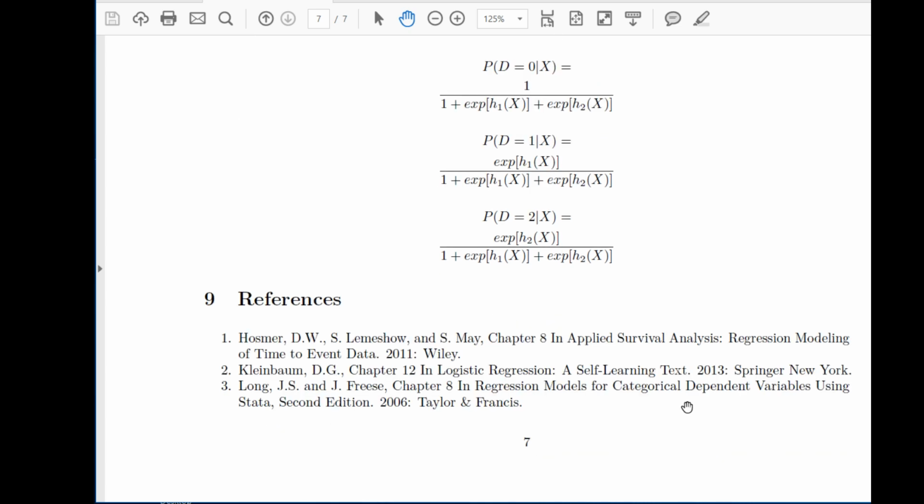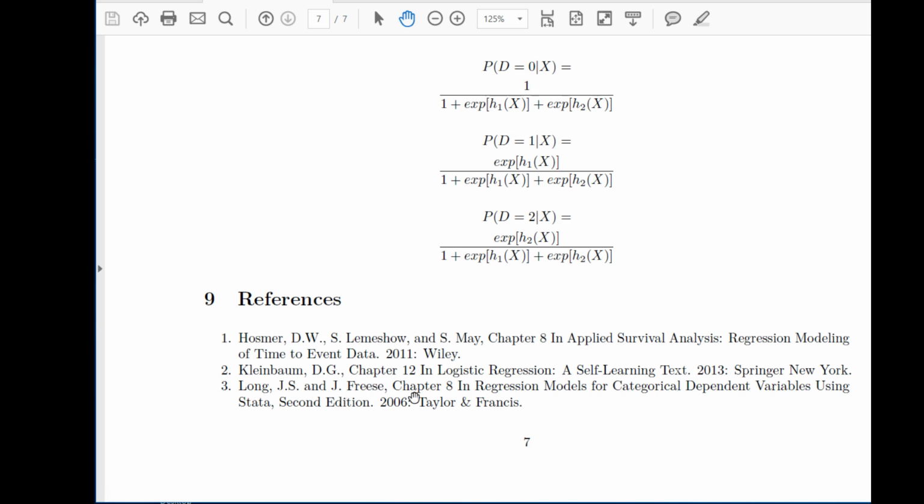These are the references. I think these two texts are very important: chapter 8 in Applied Logistic Regression, and chapter 12 in Logistic Regression by Kleinbaum.